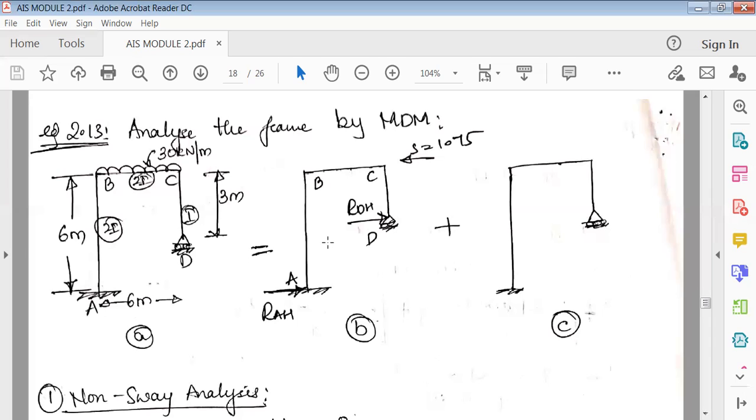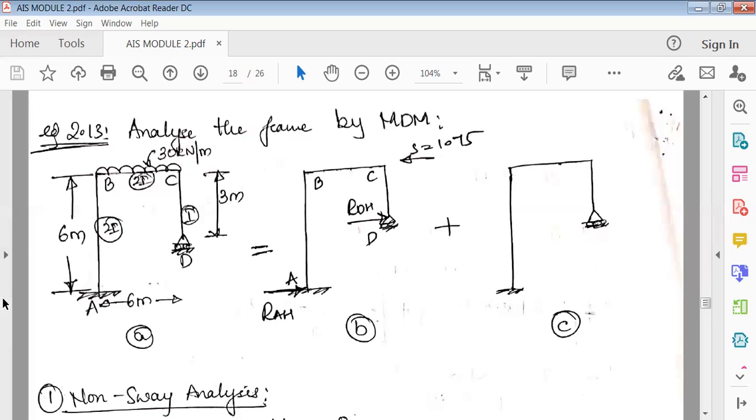So the first step in any analysis using the moment distribution method, which is applicable for all types of frames, is to assume it as a non-sway analysis and carry it out. Then the same thing we assume as a sway analysis. In this problem, everything remains the same. The only thing that changes is the type of analysis. You have to do two different analyses here, non-sway as well as sway.